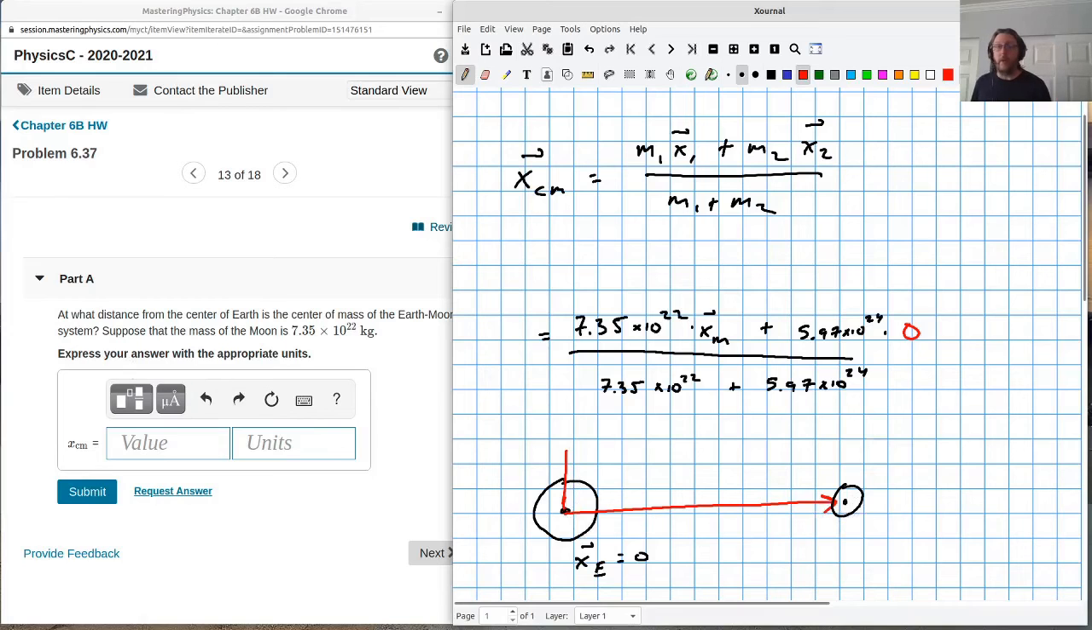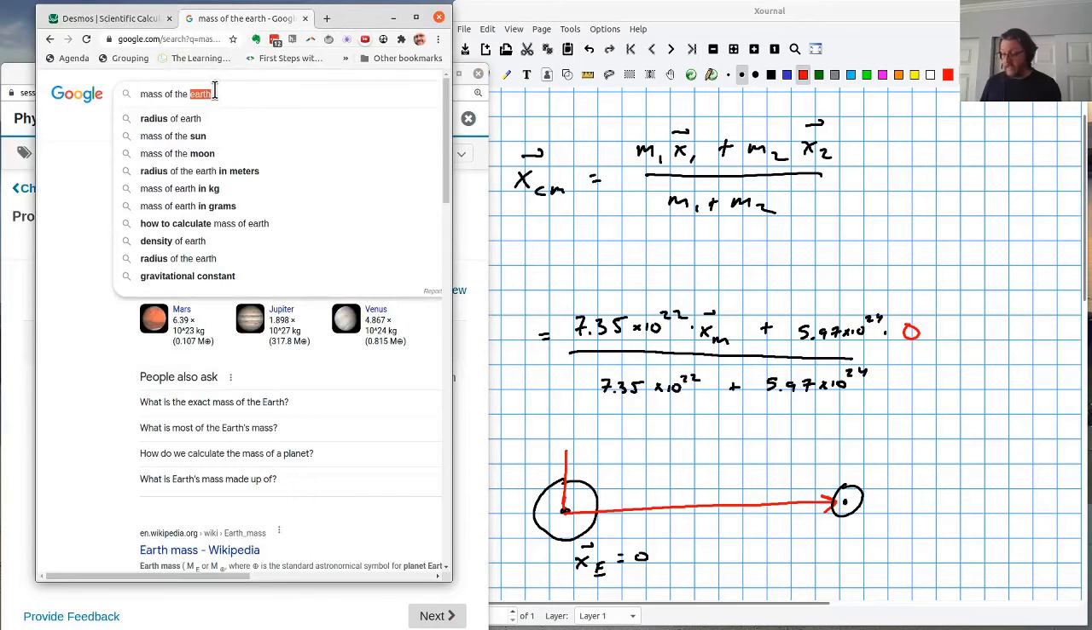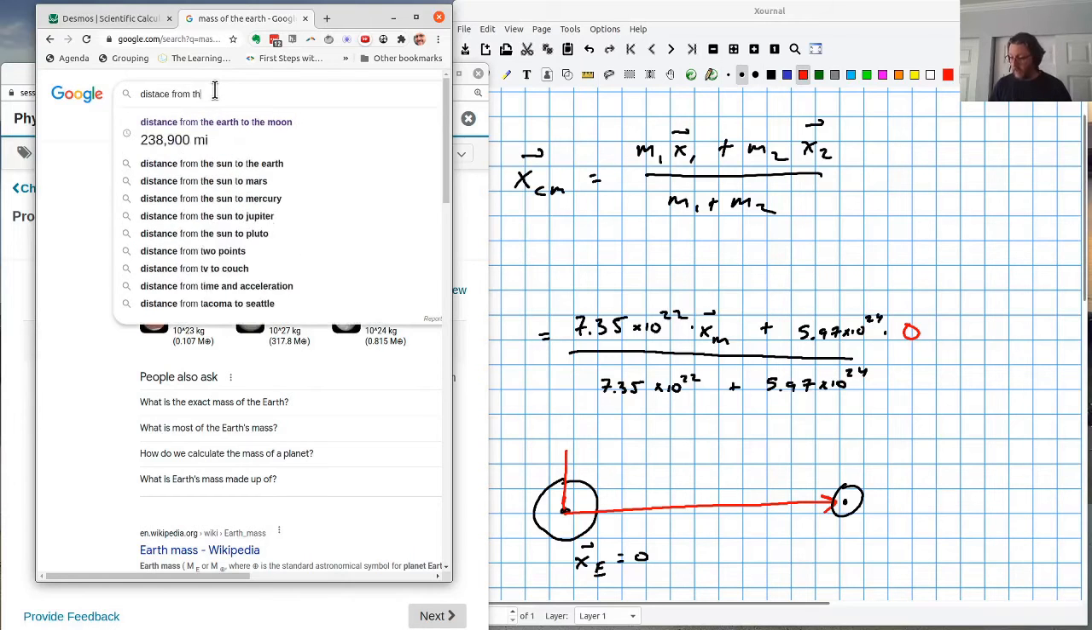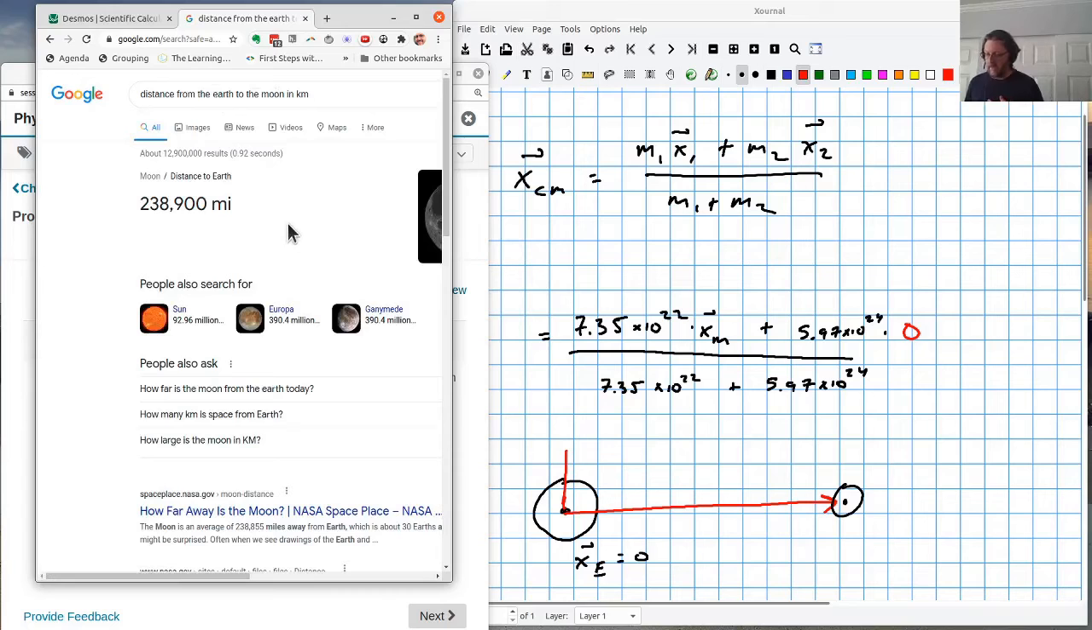Okay, so we need to now look up what is the distance between the Earth and the moon. Distance from the Earth to the moon. And yeah, I probably want that in kilometers. Oh, it gave it to us in miles. 238,000 miles. Okay.